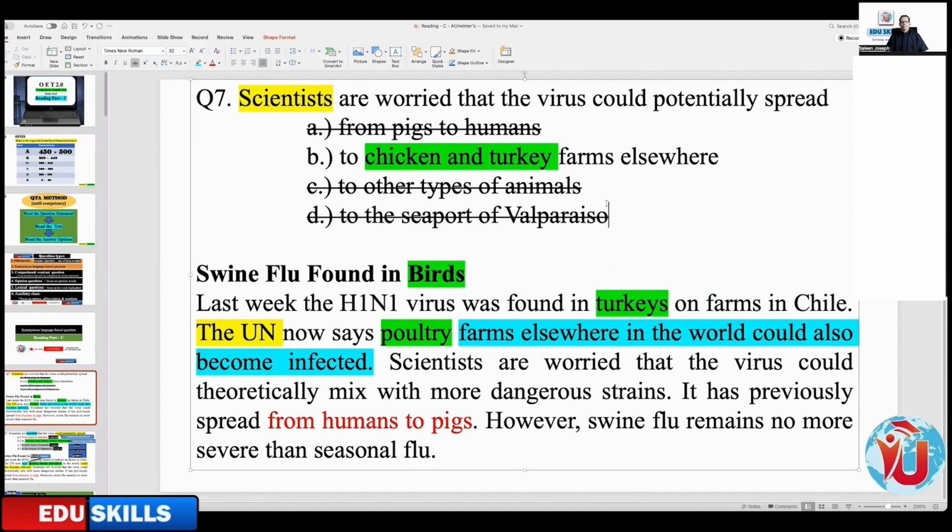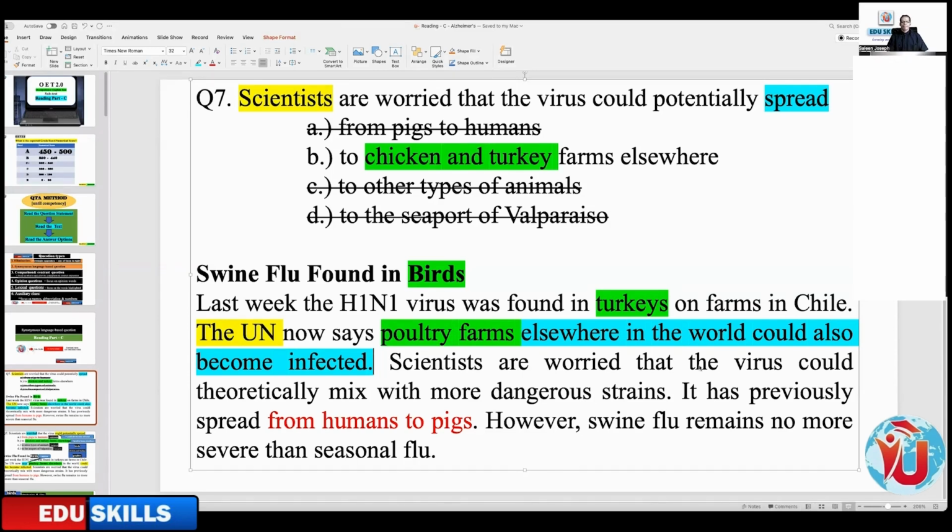See, chicken and turkey farms, poultry farms, they are synonymous, right? And elsewhere in the world could also become infected. Spread is synonymous with infected. Okay, cool. So definitely, this is the answer. There is no confusion here because one is opposite, the other two are not given. Still, we'll look into what's happening.